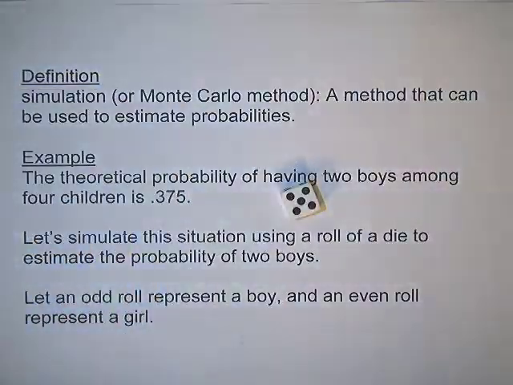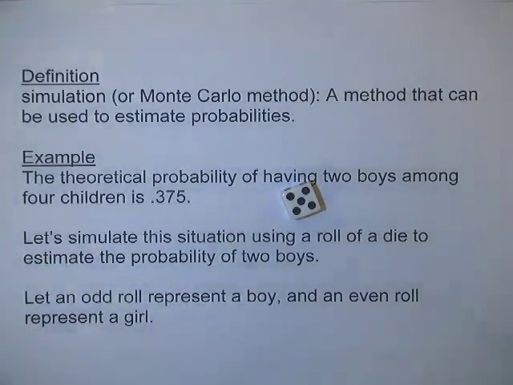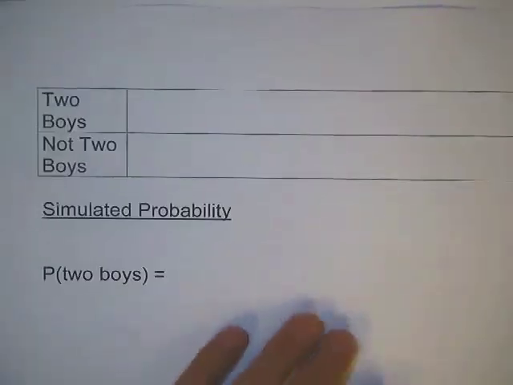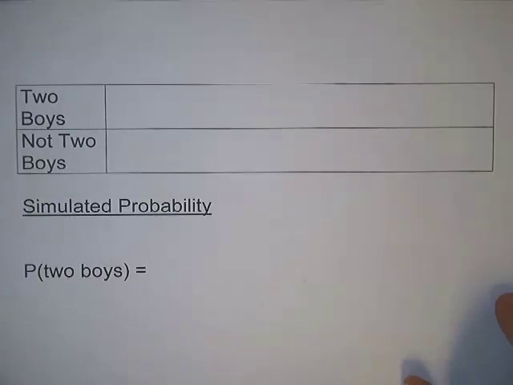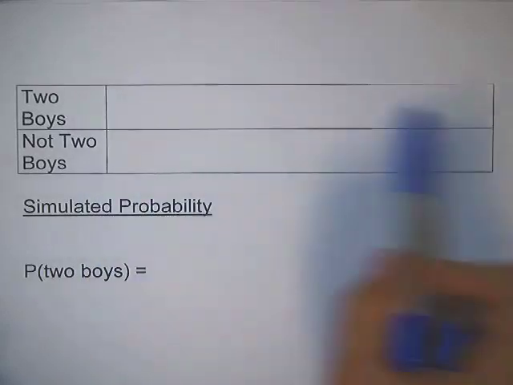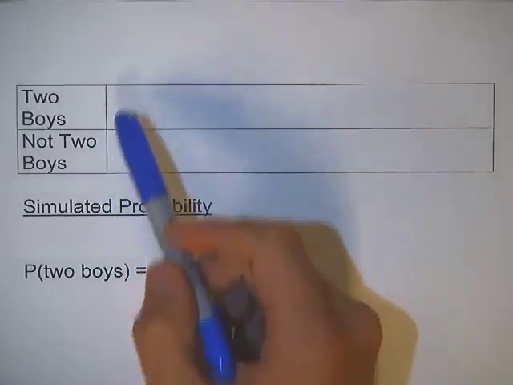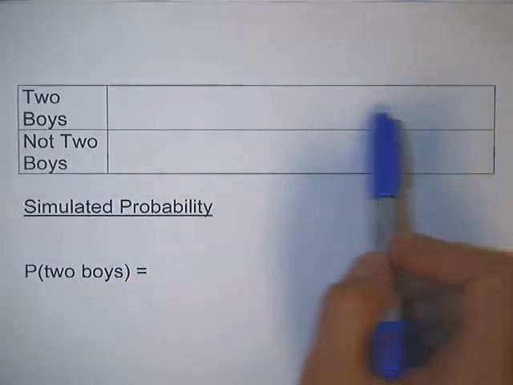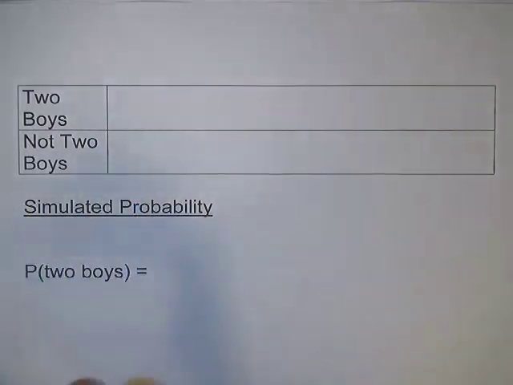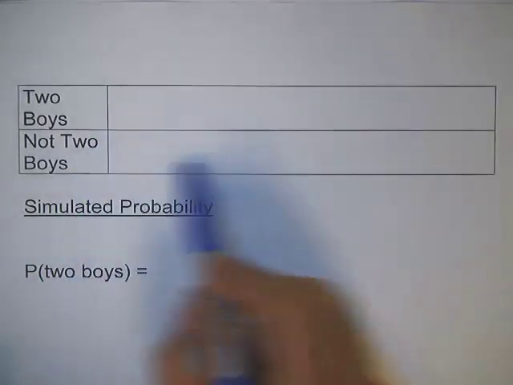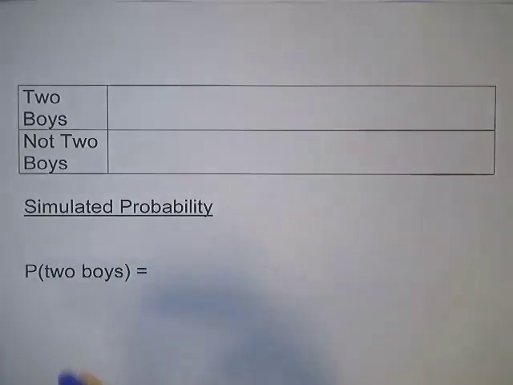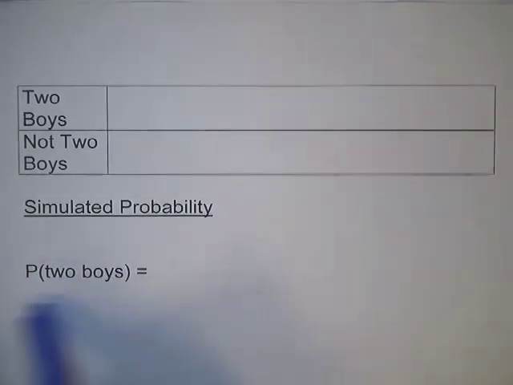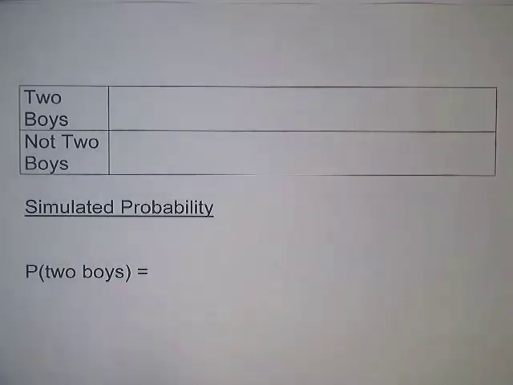Okay, I'm going to use a roll of a die though to do this simulation. I'm going to keep track of my outcomes from my simulation, or the trials of my simulation, in this table here. So I'm going to do 4 rolls of the die. If I get 2 boys, I'm going to mark a tally in this row. If I don't get 2 boys, if I get 1 boy or no boys or 3 boys or 4 boys, I'm going to put a tally here. I'm going to do this probably about 10 times and then calculate the probability of getting a family of 2 boys down here. Okay, so I'll just show you one to begin with.